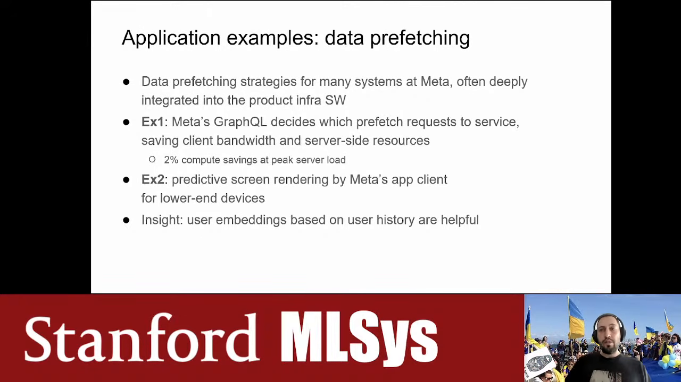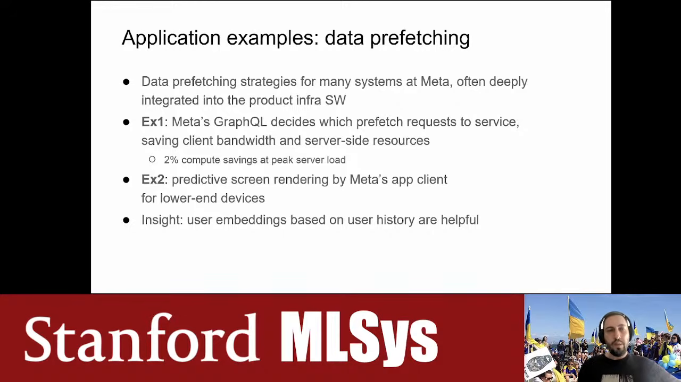So when you prefetch data, such as images, it improves latency when these images are actually needed, but it takes more bandwidth. And if you prefetch everything, then you'll just use up a lot of bandwidth for perhaps not much benefit. So in the first example, Meta's GraphQL decides, GraphQL is a protocol for data communication in a structured way. It decides which prefetch requests to service and which to skip. And this saves client bandwidth and server-side resources. In practice, this provided a 2% compute savings at peak server load in a system that has been very highly tuned before.